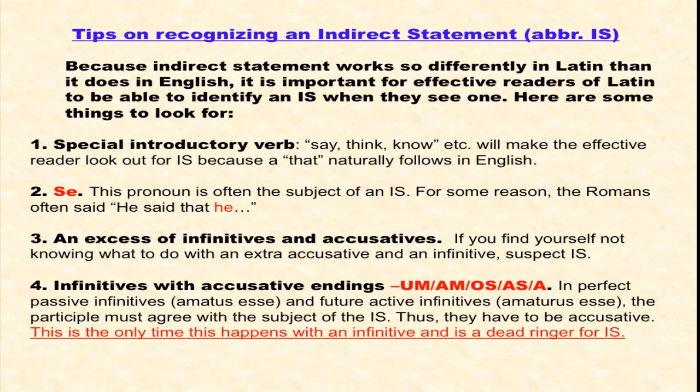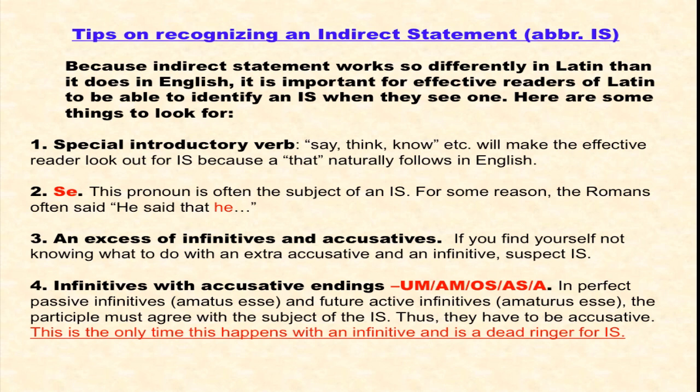Here are some tips on recognizing an indirect statement. Because an indirect statement works so differently in Latin than it does in English, it's really important to be able to identify when one happens, because you have to shift your thinking into indirect statement mode. Some things to look out for: that special introductory verb, saying, thinking, knowing, and that kind of stuff. If you can train yourself to start thinking about putting a that after any time you see a he says, he denies, he thinks, be suspicious that there might be a that after it. And if there is, then you look for your accusatives and infinitives.